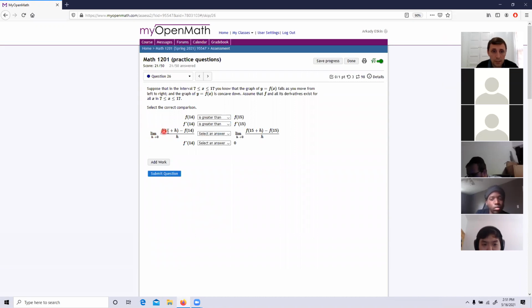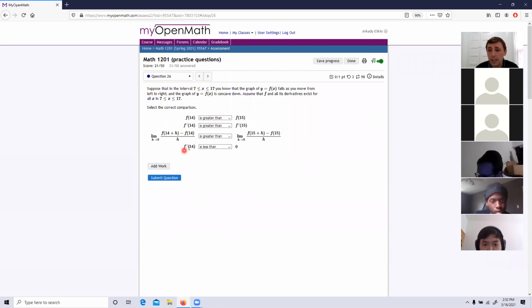Now this limit at 14 and 15 is the same question as before. Greater than, f of 14 compared to 0. So what do we know about this graph? False, we don't know anything about the comparison. So f prime of 14 is less than 0 because it's a negative derivative. Yes, so let's see if we made any mistakes.